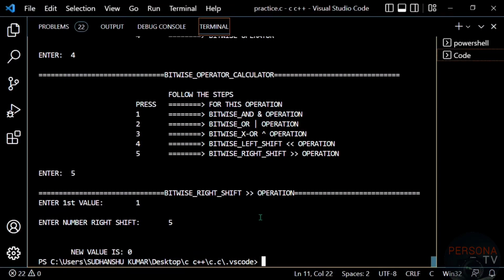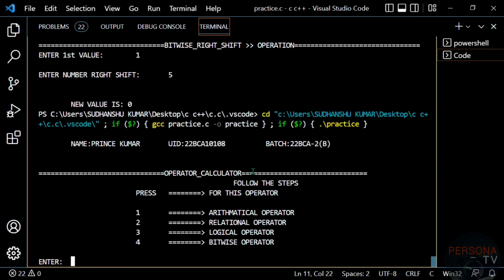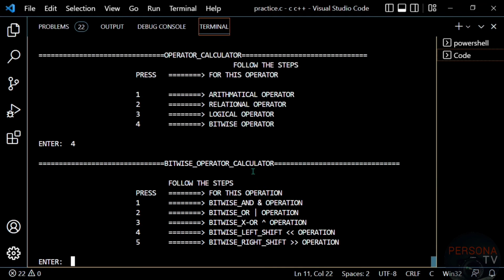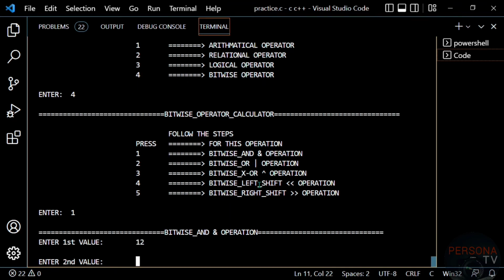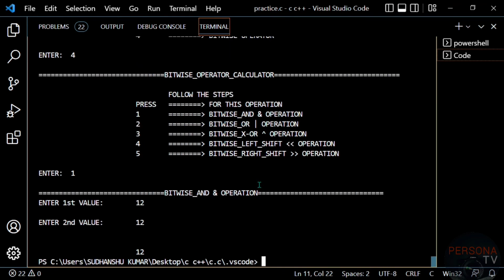Well, we are going to cover the bitwise OR and XOR operators also. Run this program. Go with bitwise. Go with the first one, which is bitwise AND operation. Let me give 12 and then give 12. Now let me explain why it's 12.